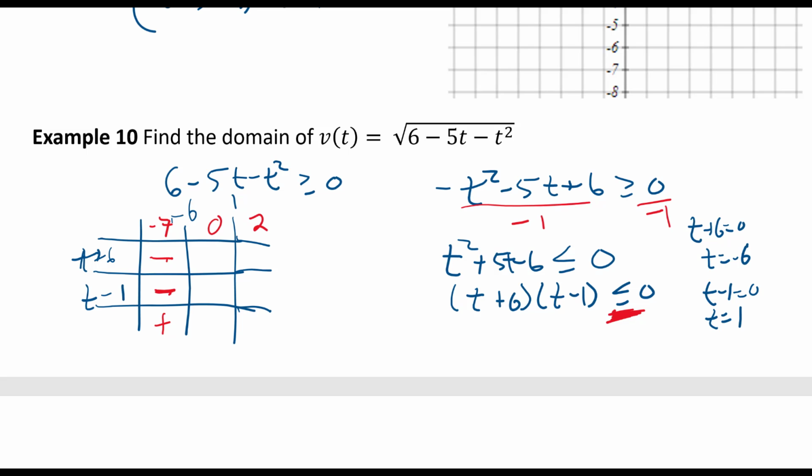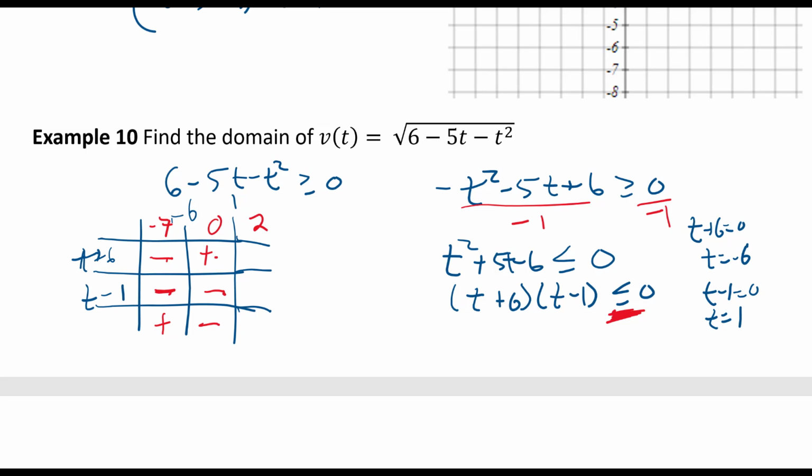Then put 0 in. 0 plus 6 is positive. 0 minus 1 is negative. So 0 plus 6 is 6, which is positive. 0 minus 1 is negative 1, which is negative. A positive times a negative is a negative. That actually fits with our criteria.